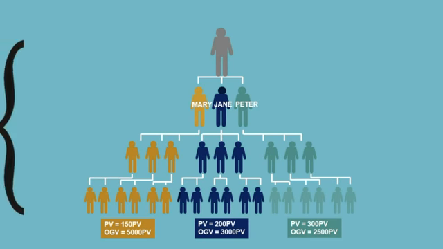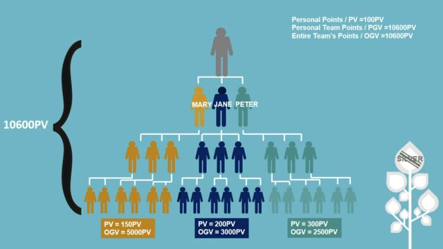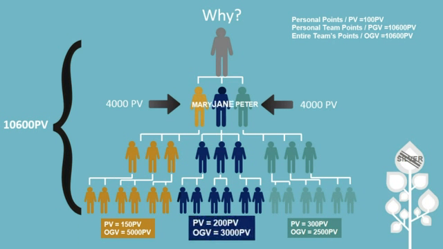Now, your entire team clocked a total of 10,600 PV. However, you do not qualify to be a silver. Why? Because you need 2 teams with 4,000 PV each. So, you need to work on getting Jane's team PV to go up to 4,000 PV.